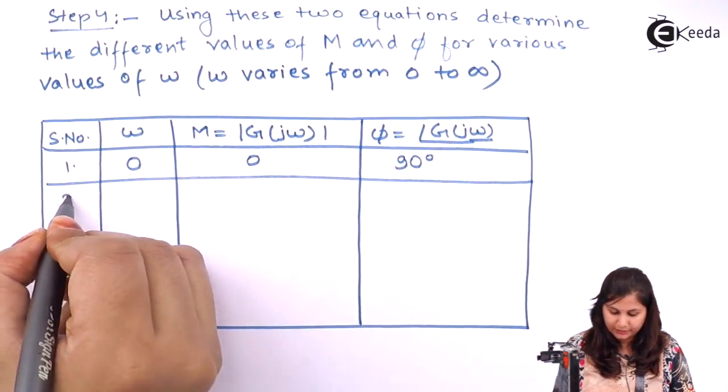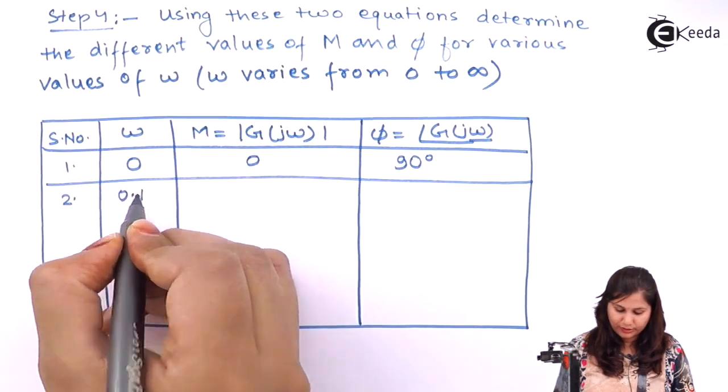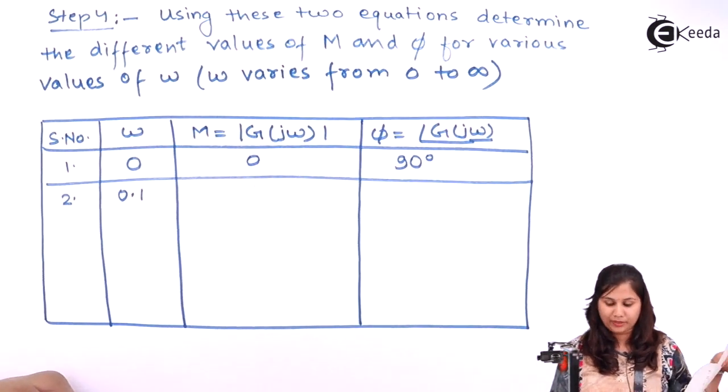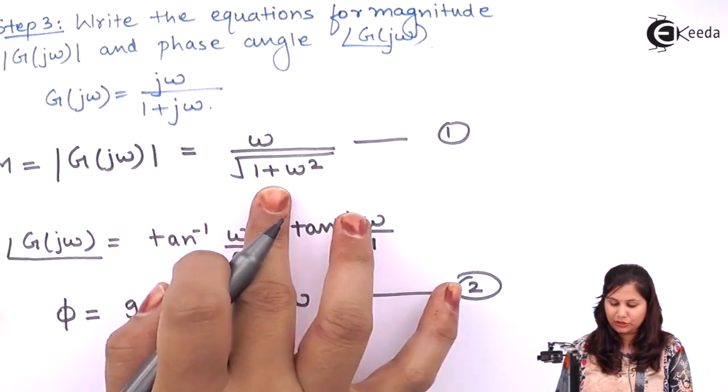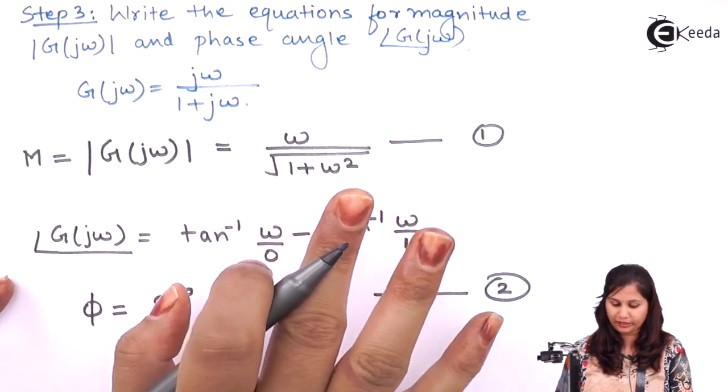Now choose another value of frequency omega. Let us suppose we choose 0.1. Now in the magnitude expression, equation number 1, put omega equals to 0.1.